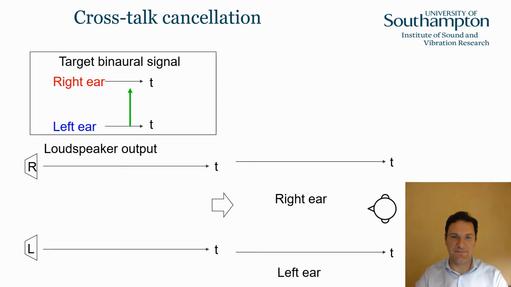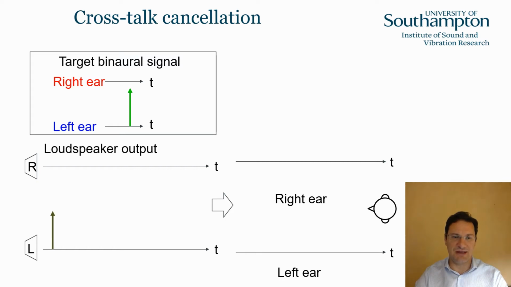Let's consider the setting. Here on the top left, we have the target binaural signal that is expressed in the time domain, and that corresponds to an ideal single pulse, click if you like, at the left ear and nothing at the right ear. On the bottom left, we see the signals in the time domain again, with which we're going to drive the two loudspeakers, the left loudspeaker and the right loudspeaker. Whereas on the right, we're going to see again in the time domain the two signals that are going to be recorded at the left and right ear.